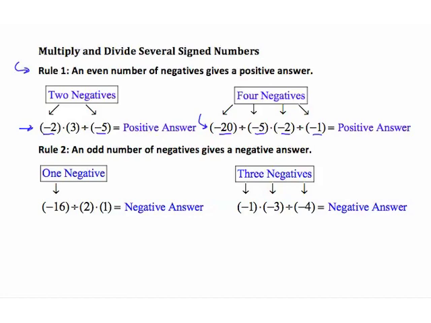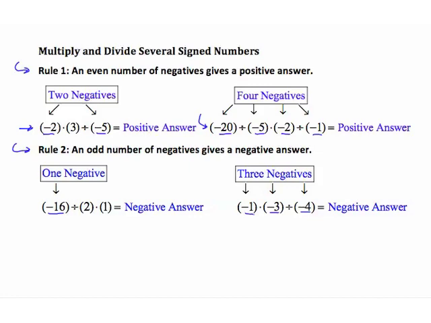The second rule kind of follows up to this one, and that is this: if I have an odd number of negatives, I'm going to get a negative answer. So here, in this first one, I just have 1 negative. So when I got done doing the multiplication and division, I better have a negative answer. Here there are 3: 1, 2, 3. So again, when I got done doing this multiplication and division, I would check to make sure that I had a negative answer.